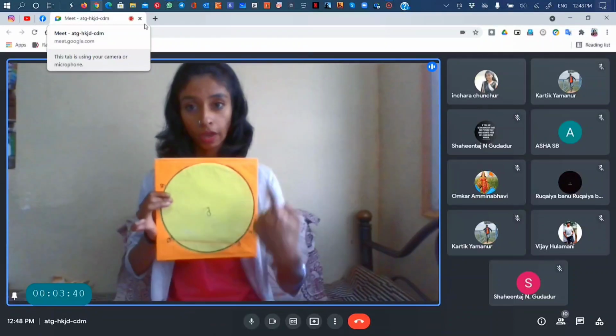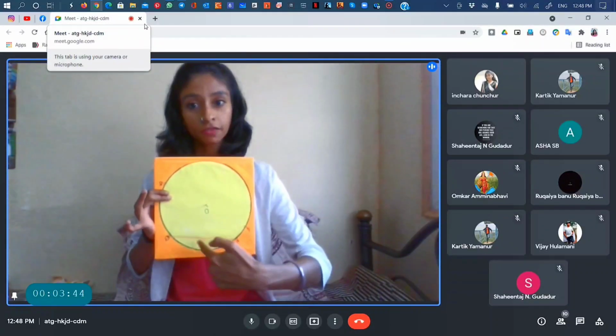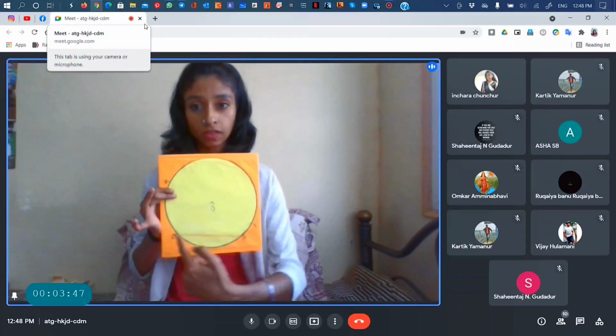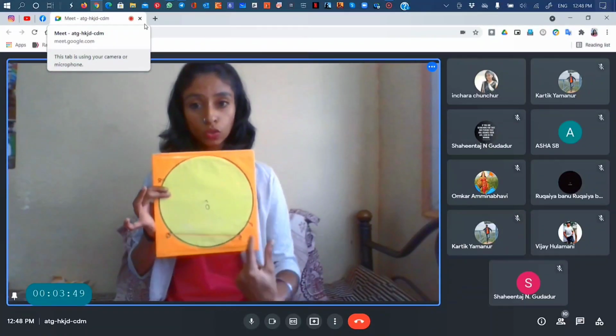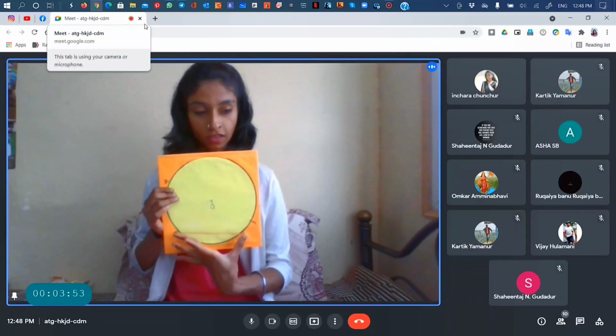On the diagram, you have a circle. This circle's boundary is called the circumference, right? Any two points that lie on the circumference, when joined, create the chord of the circle.